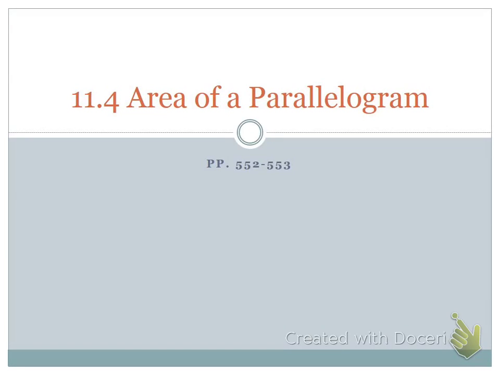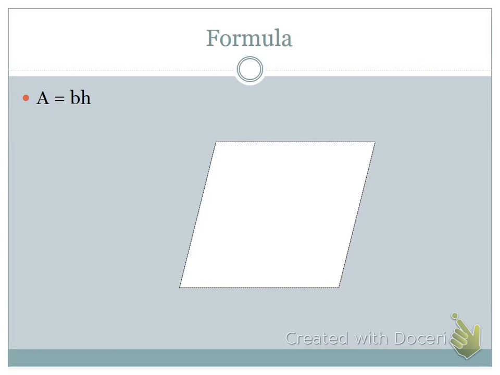Right, so today we're in section 11.4, the area of a parallelogram. And here's our formula: A equals BH, where B stands for the base and H stands for the height. What's important here, guys, is that you realize that the height is straight up and down. It's a vertical distance on the parallelogram. Because it's slanted, it's not the actual side length here. Like, that's the height, but this would be considered the width over here, and then this is considered the base.